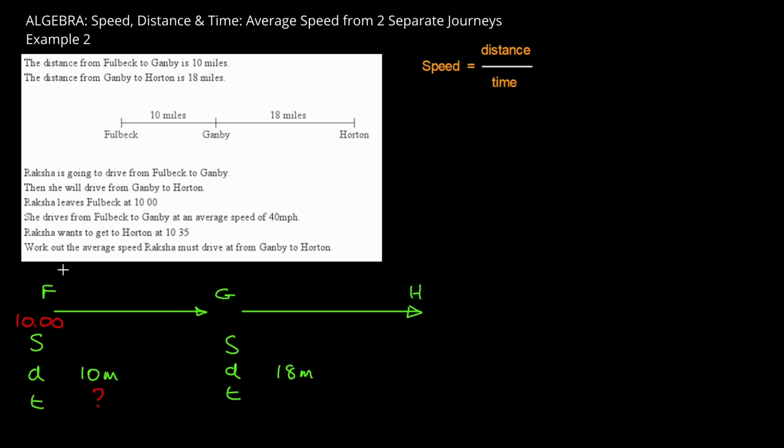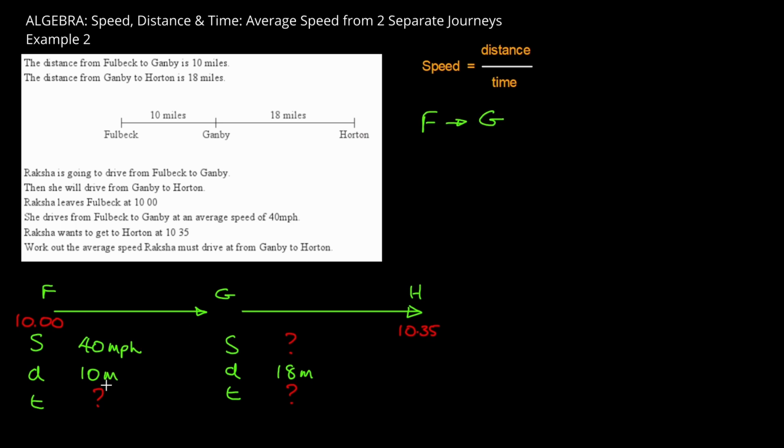She drives from F to G at an average speed of 40 miles an hour. Oh, good, so we've got another value here: 40 mph. She wants to arrive at her destination at 10:35, so I'm going to write that here. So we need to work out the speed she was doing there, and we also don't know the time she takes to get from G to H. Looks like we've got three unknowns here, but we do know the time that she'll want to get to Horton, by 10:35. Let's work on F to G first.